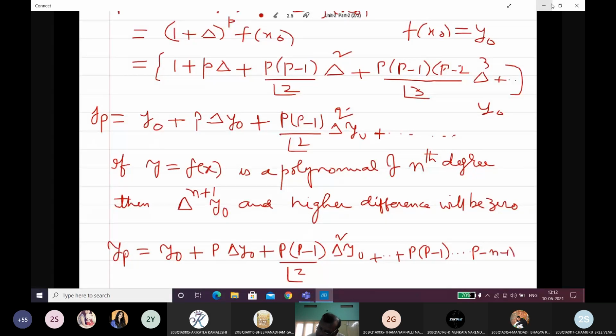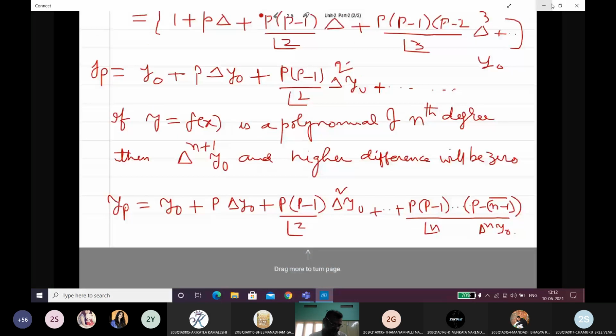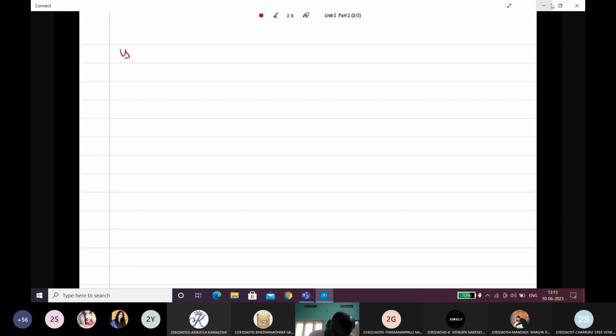into delta power n y naught by factorial n. This is called Newton's forward interpolation formula that we have derived in the next phase. It is called the Newton's forward interpolation formula.